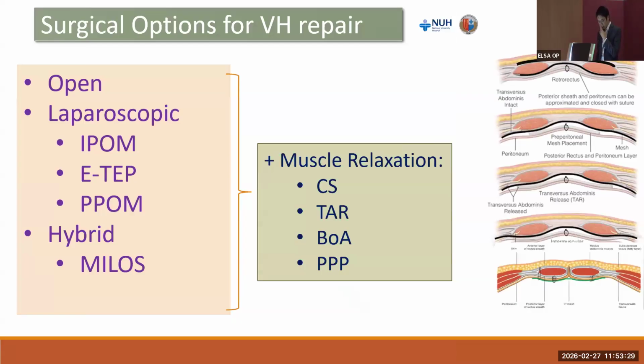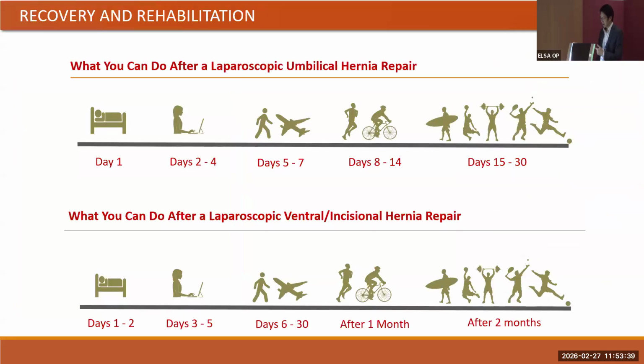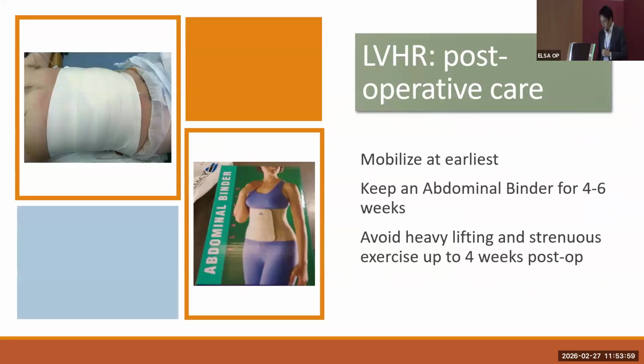Surgical options. I mentioned all of this already. There are various muscle relaxation techniques these days, beyond the scope of today's talk. This is the same slide. I think you might have seen this in Suji's lecture already, but both Alexandra and National University Hospital make use of this infogram to educate our patients on what we can do after laparoscopic surgery. Much faster recovery compared to open surgery. Abdominal binder is what we get our patients to wear when they are post-ventral hernia repair.